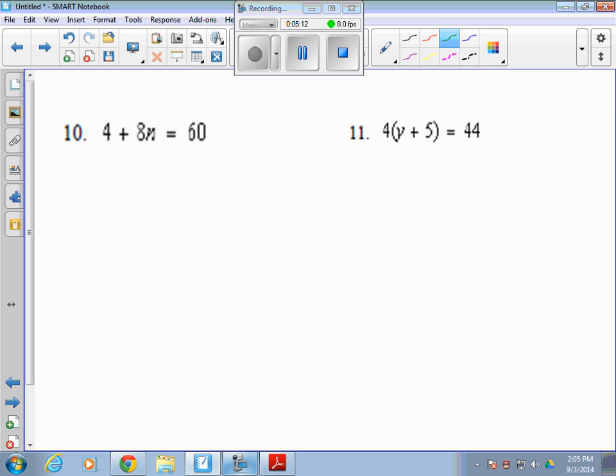Number 10 says 4 plus 8n equals 60. Again, you have addition to get rid of first. The plus or the positive 4, you undo that by subtracting 4. If you do it there, do it to the right side. You have 8n equals 56. Get rid of 8 times something by dividing by 8. Do it to the right. N is 7.